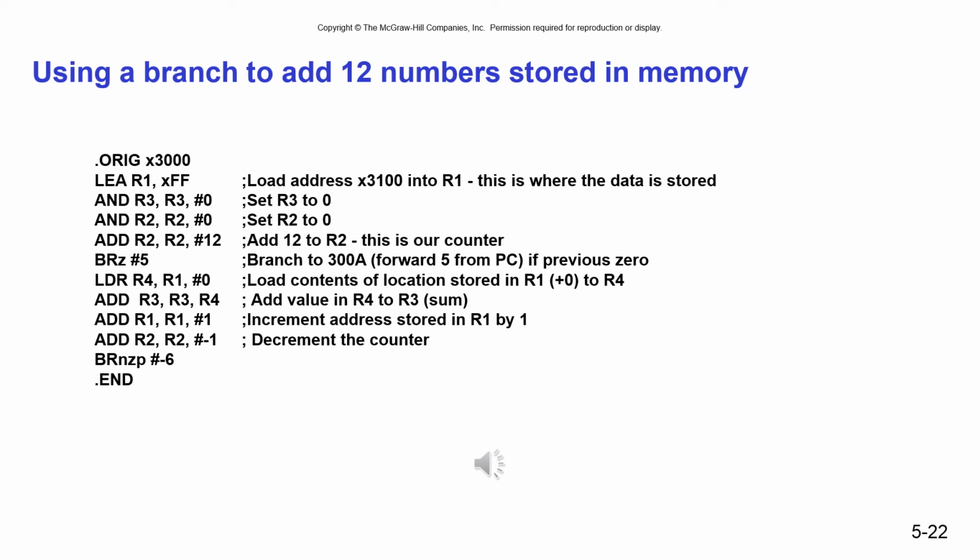So origin for this, because it's our program, hex 3000. LEA R1 with an offset of FF. Now just take a minute and think about how that works. I deliberately did not use a label, but think about how that works. How does that FF work together with a program counter offset to load the address 3100 into R1?